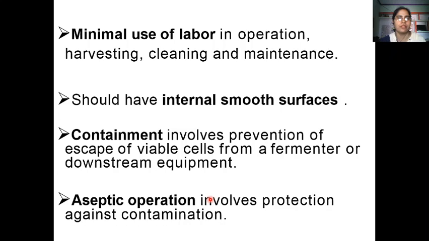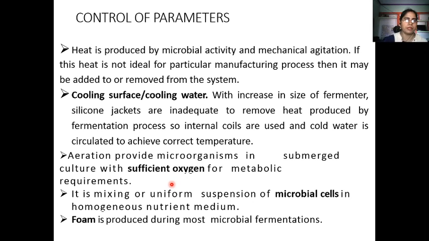Next, minimum use of labor. If more labor is required, it eventually increases the cost of your product. So we are maintaining all these things such as contamination control and aseptic operations. An internal smooth surface is also present so that it cannot harm the growth of the microorganisms. So all these things are required for reducing the cost of the products. The cost is a very important factor for the bioreactor.